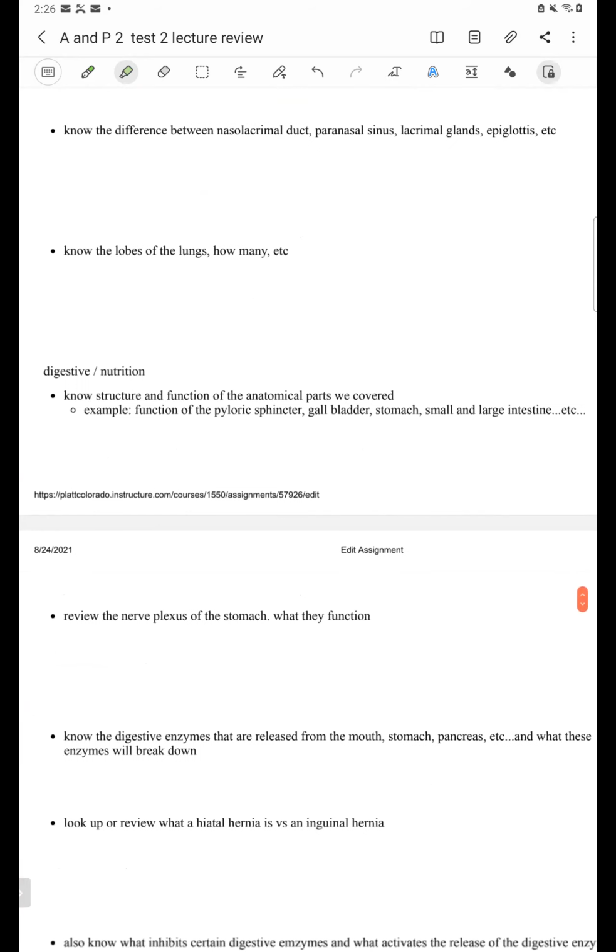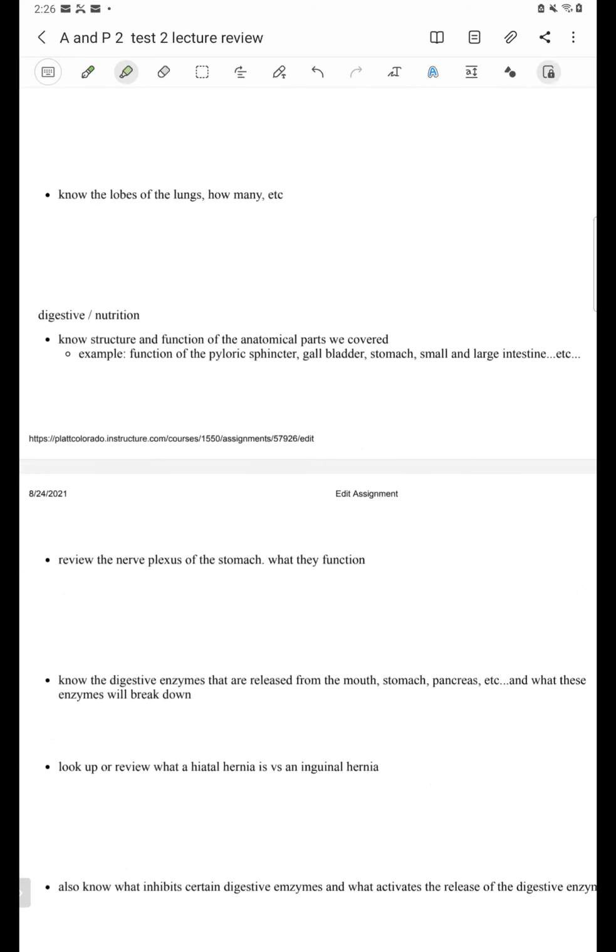Okay, know the lobes of the lung, how many we have and all that. I'll get you started here: the right lung has 3 lobes. The left lung has 2 lobes and they're separated by a fissure.